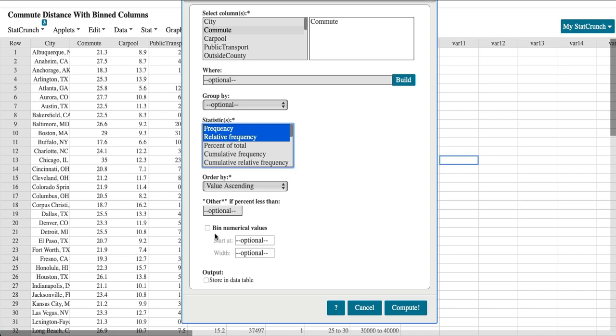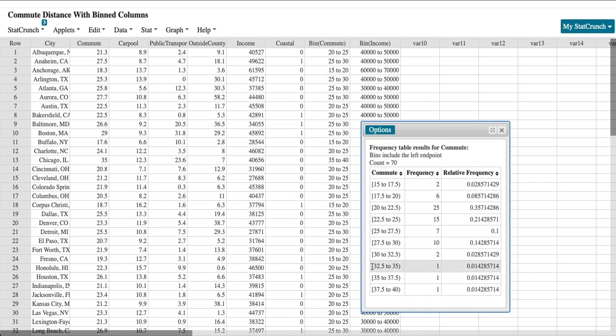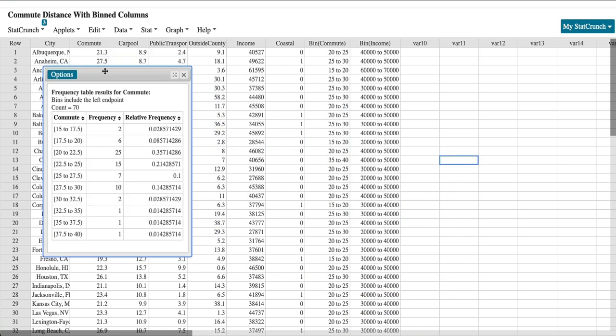And then what's really important is that we go down here and we click on the box that says bin numerical values. And we don't need to specify a start at or a width unless that is something in a homework problem where we're being asked to create a frequency table with a specific bin width. Then you would type that in here. So we're just going to leave those two alone for now. But if it's specified in the problem, then you need to type those numbers in here. So I'm just going to hit the compute button, and it shows up as a pop-up window.